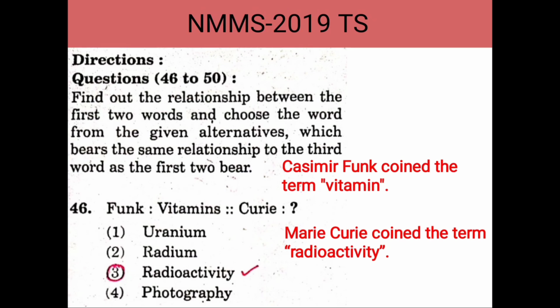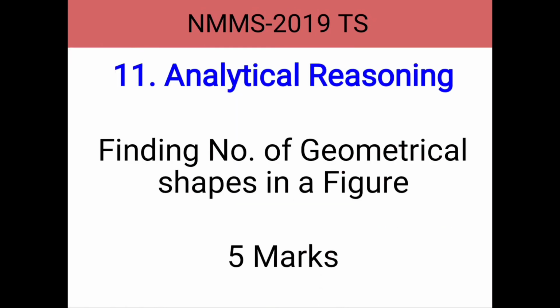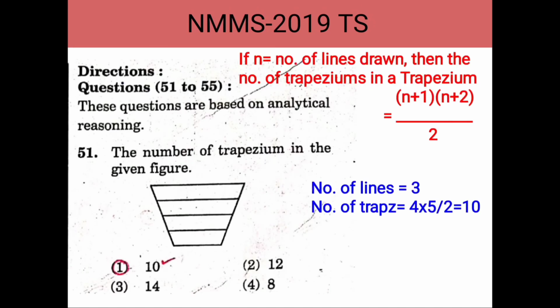Seventh one, analytical reasoning, finding the number of geometrical shapes in a figure. It carries you 5 marks. In this example, a trapezium is given. The number of trapeziums in the given figure is, I have given a formula for the trapeziums. If n is the number of lines drawn, then the number of trapeziums is equal to n plus 1 into n plus 2 by 2.